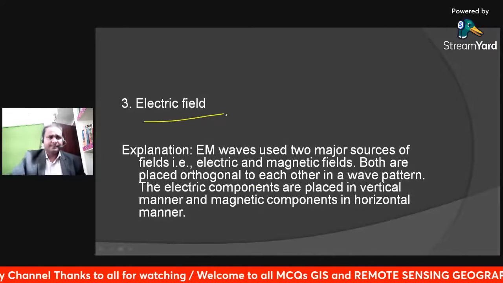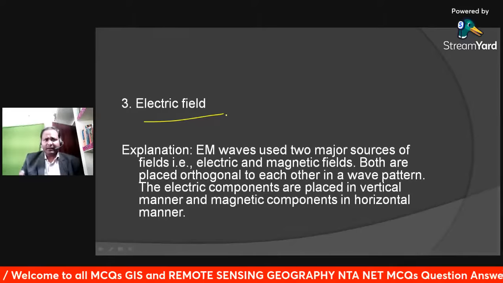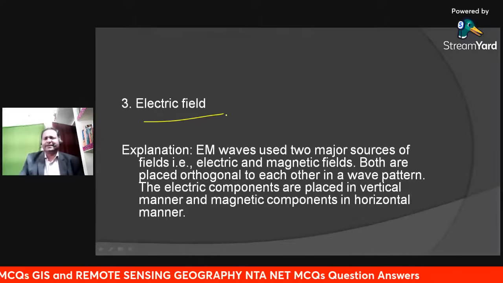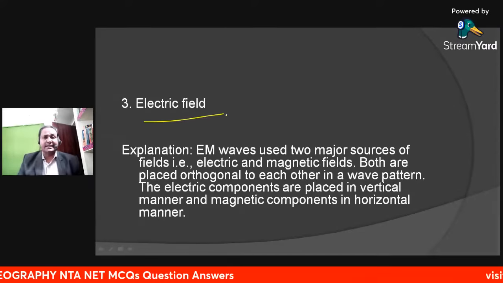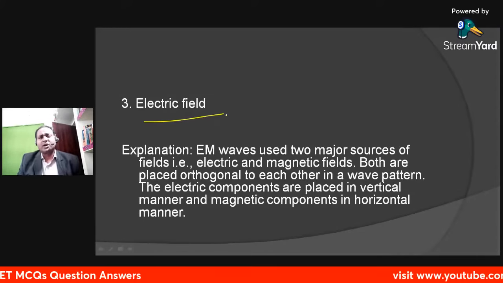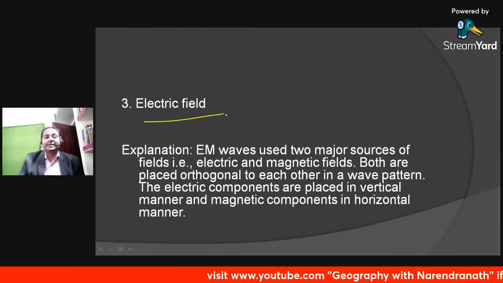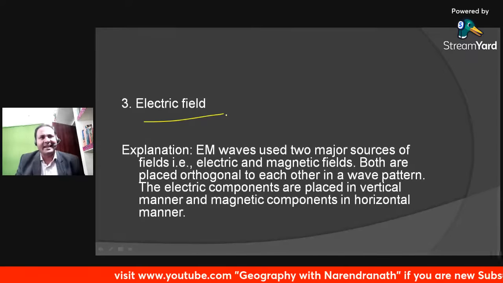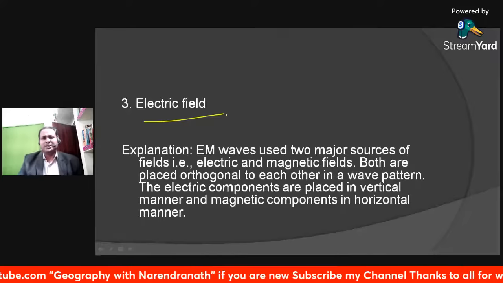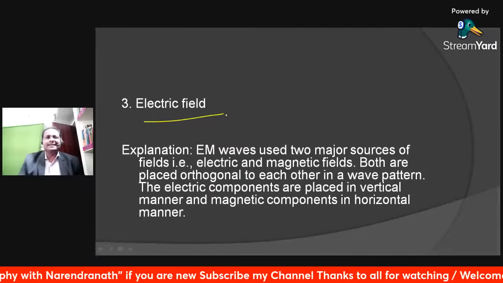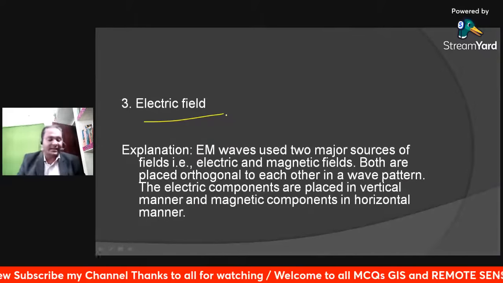Basically, EM waves use two major fields, the electric and magnetic fields, and both are placed orthogonal to each other in a wave pattern. The electric component is placed in a vertical manner and the magnetic component in a horizontal manner. So the electric field is the correct answer, because EM waves use two major fields, electric and magnetic. So option 3 is the correct answer.